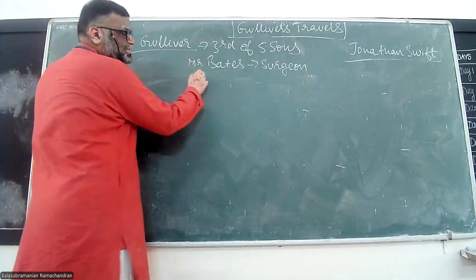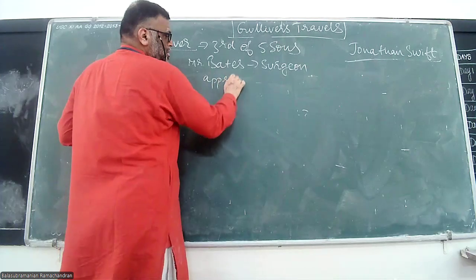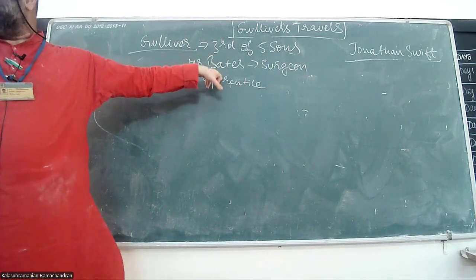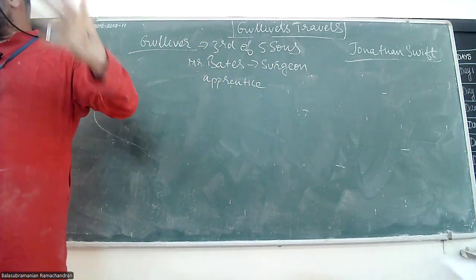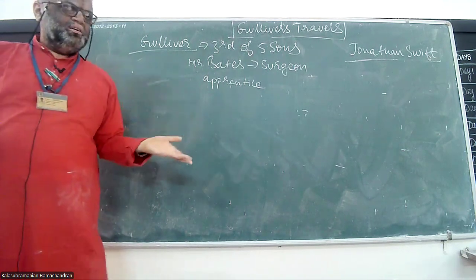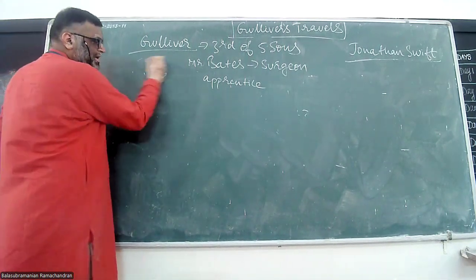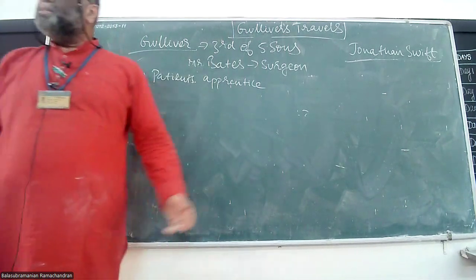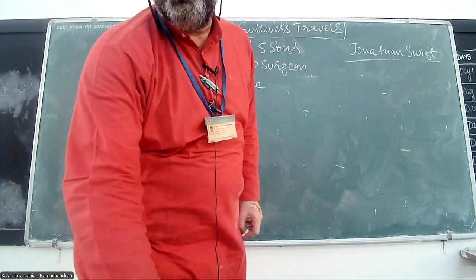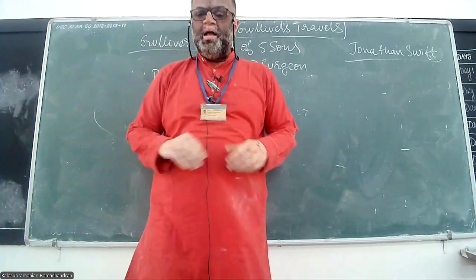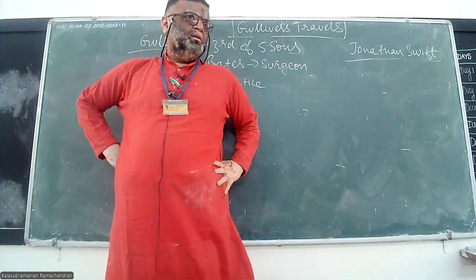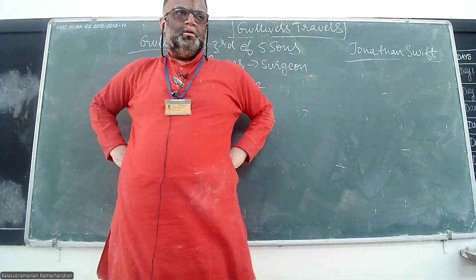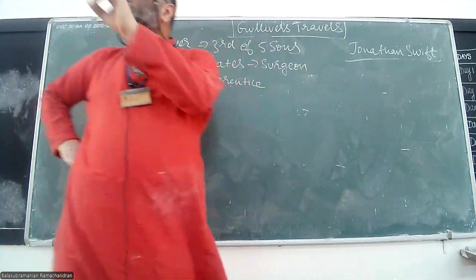So he apprentices. But after the death of his patron, Mr. Bates, he finds that his business is failing, that he is not able to get clients. His clients were based on Mr. Bates' recommendation. So what happens? He says, okay, let me go on a ship, on a voyage, and let me earn.